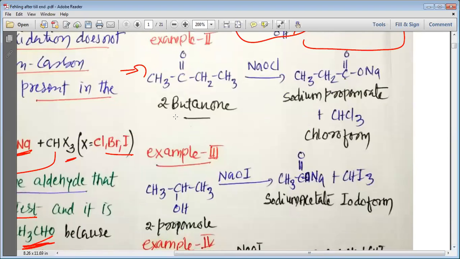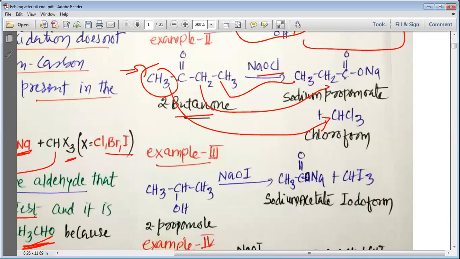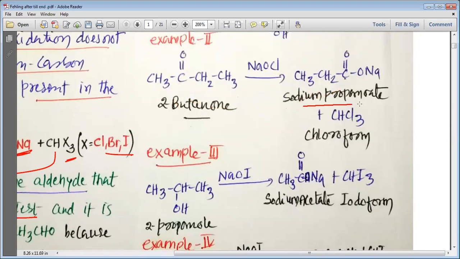You have 2-butanol which undergoes reaction with NaOCl. So this CH3 turns into CHCl3 and the rest of the part, CH3CH2COO, we get this ONa bonded to it. So this is how the reaction takes place, and from 2-butanol we get sodium propanoate and chloroform.